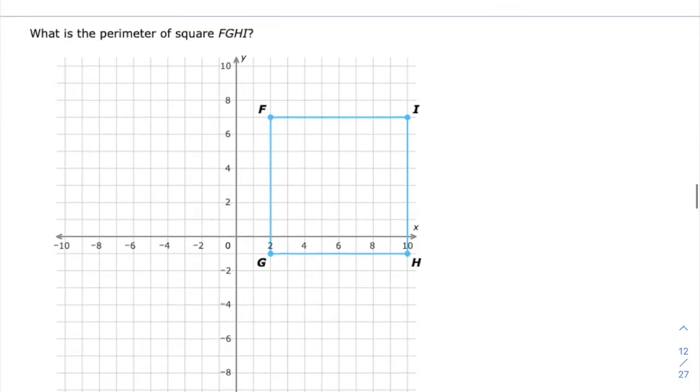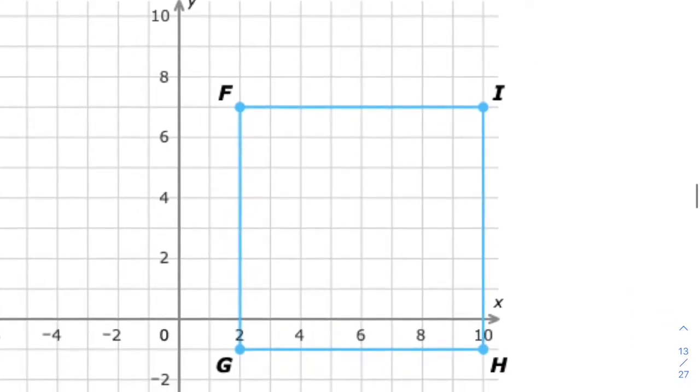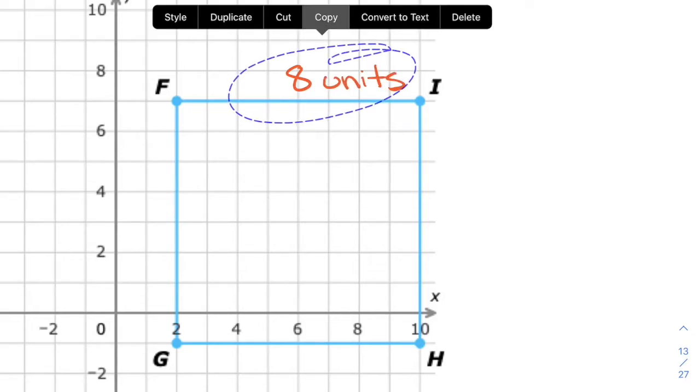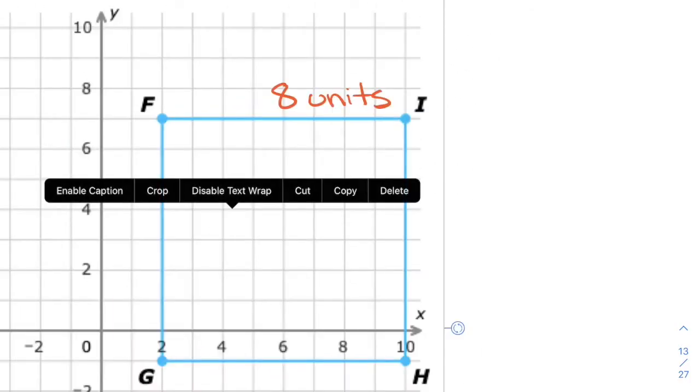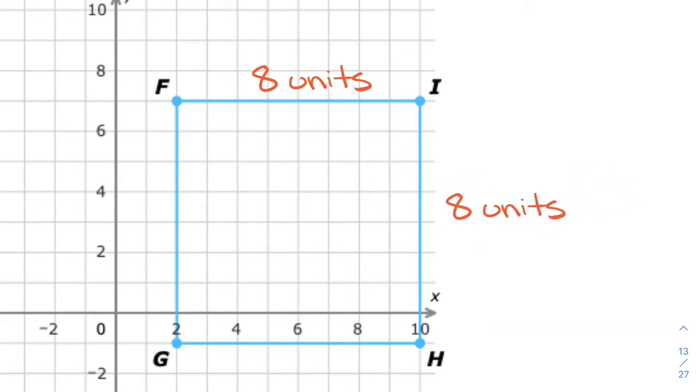I pretty much just did one of each problem. So here's a perimeter. So this is of a square. So they're all going to be the same length. But let's see, 2, 4, 6, 8. I just want to double check, make sure I did it right. So let's do 8 units. And it looks like that's 8 units. Looks like that's 8 units.